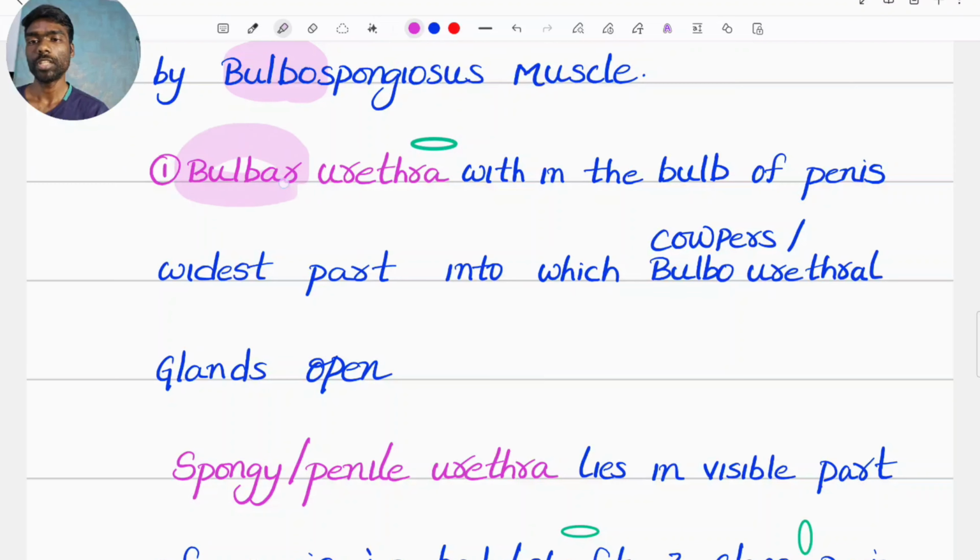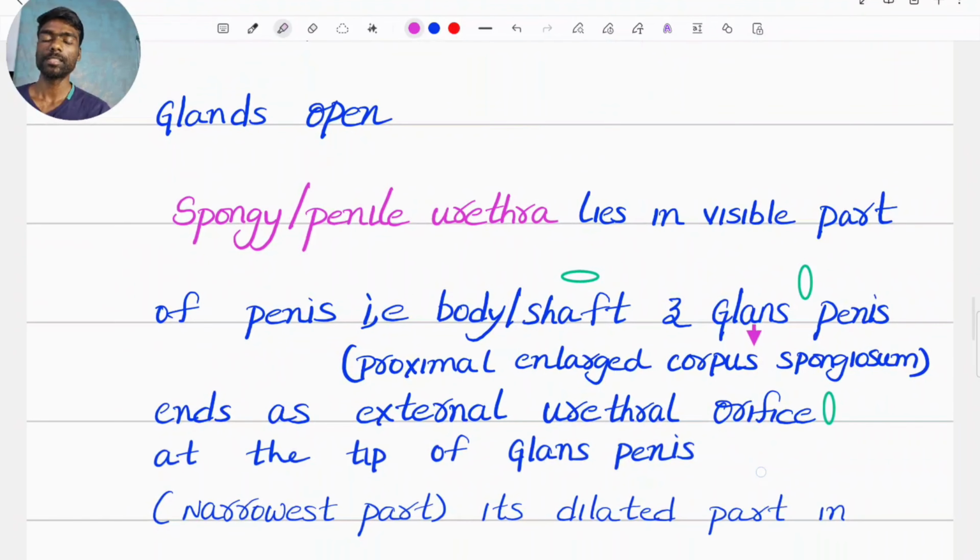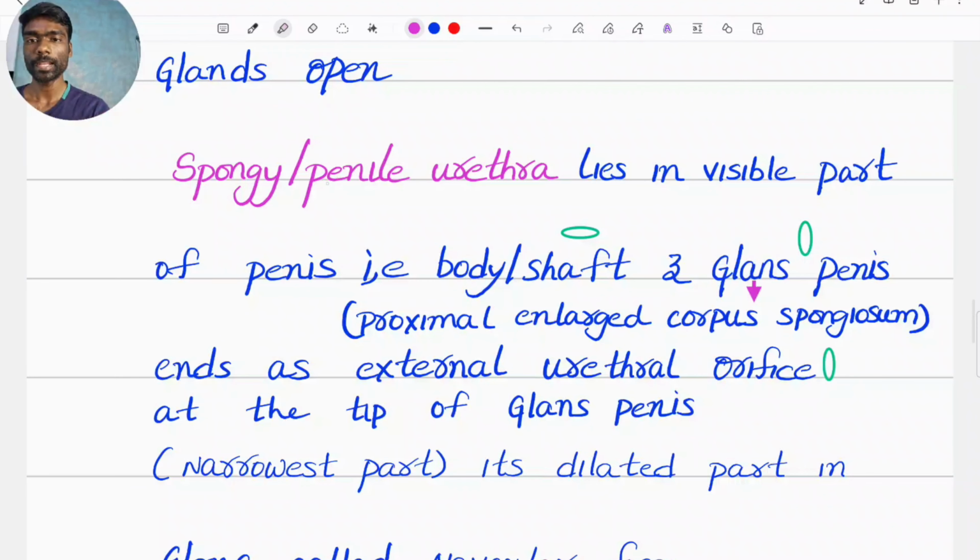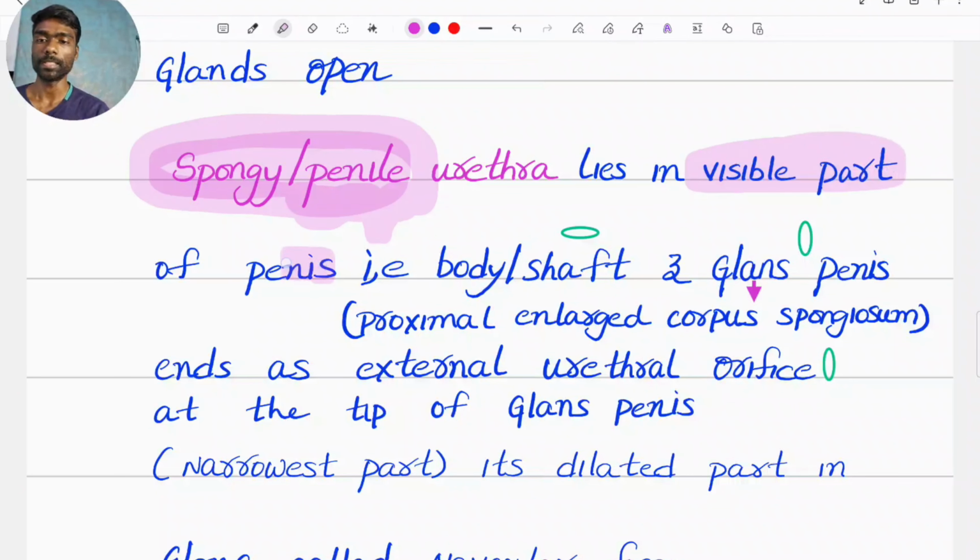From the name itself, we can conclude the bulbar urethra lies entirely within the bulb of penis, surrounded by the bulbospongiosus muscle, into which the bulbourethral gland opens. Bulbourethral gland is also known as Cowper's gland. Next part of the urethra, penile urethra or spongy urethra. Here by name we can conclude that the penile urethra lies completely within the visible part of the penis, that is the body or shaft of penis or glans penis.